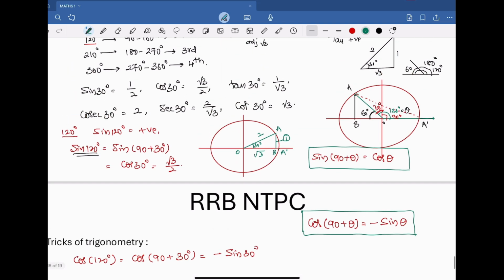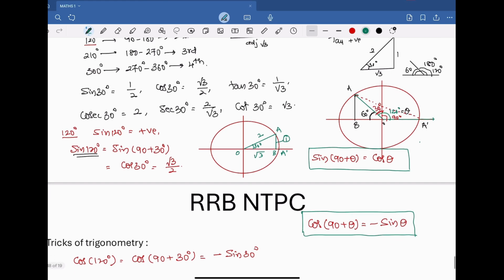From this diagram only, everything. Let us see how these two have come. Sin 90 plus 30 is this angle, that is 120 we are talking about. And when you draw here, this is the positive x-axis, this is the positive y-axis, this is the negative y-axis, this is the negative x-axis.